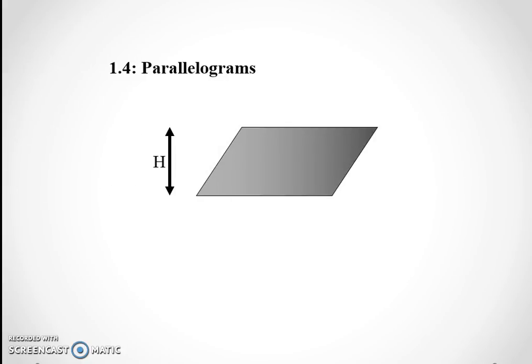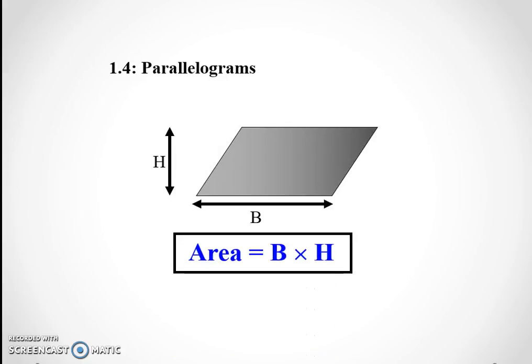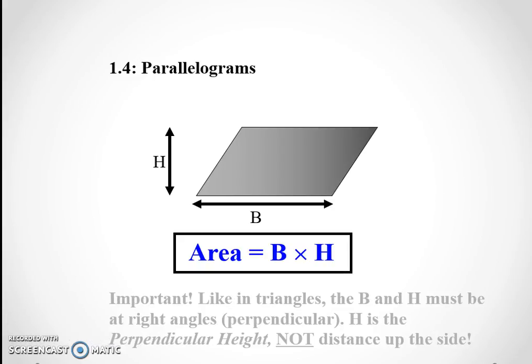Parallelograms. So we've got a height and a base. Once again, area is base times height. Once again, like in triangles, the base and the height must be at right angles, or perpendicular. H is the perpendicular height, not the distance up the side.